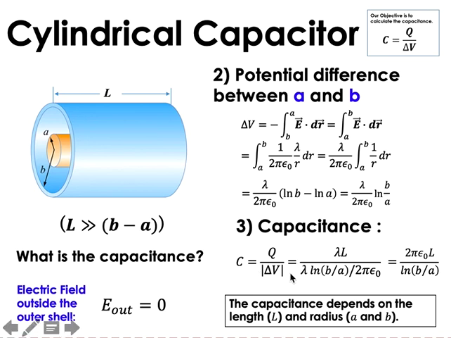Lastly, we can calculate the capacitance as Q divided by the potential difference. The capacitance is equal to 2 pi epsilon 0 times length L divided by log of B over A. From this expression, we also find the capacitance depends only on the length L and radii B and A. Only depends on the geometrical factors.